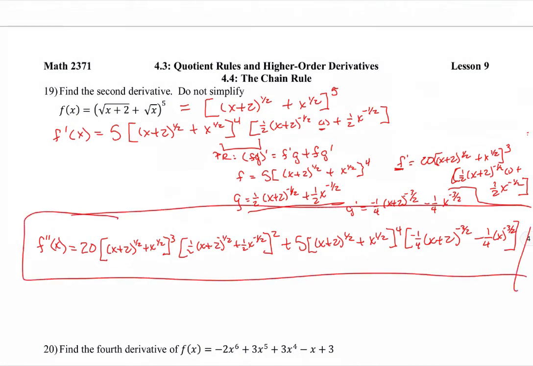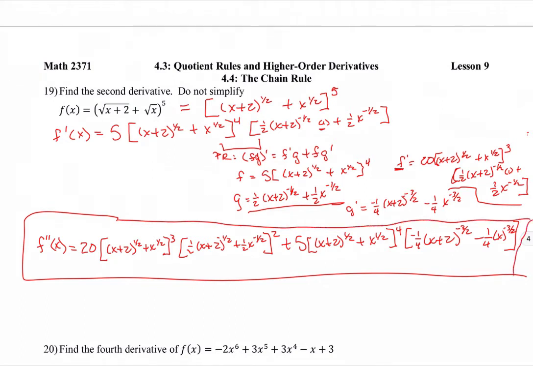I do not want you to simplify. Okay? I want you to leave your answer just like that. Okay? Please do not try to simplify this.